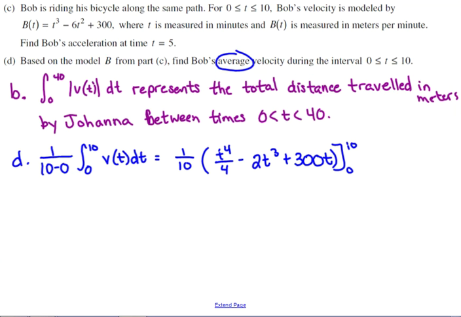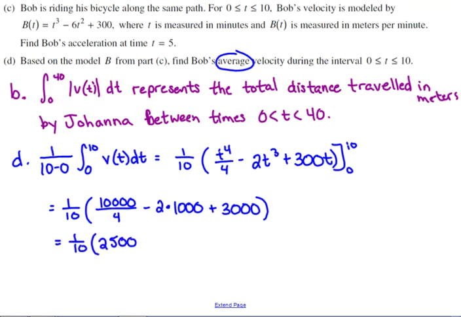And then we plug in the numbers. 10 to the 4th is 10,000 over 4, minus 2 times 10 cubed, which is 1,000, plus 300 times 10, which is 3,000. When we plug in 0, of course we get 0 for everything. 10,000 divided by 4 would be 2,500. And then negative 2,000 plus 3,000 is 1,000. So we've got 1/10 of 3,500, so that's 350. You always want to put units. We're talking about velocity, so they told us in part C that it is measured in meters per minute. Make sure you put your units on there.